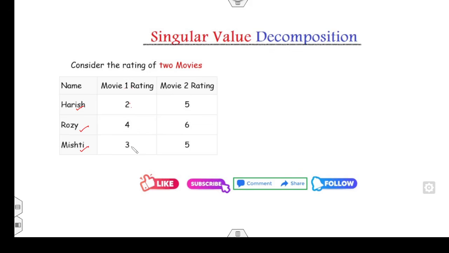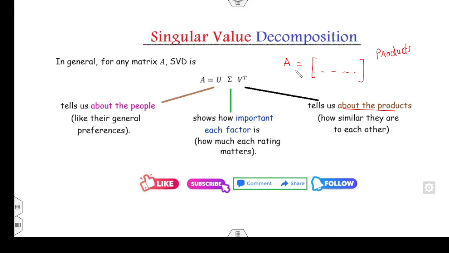Similarly, Misty will give 3 and 5 for ratings 1 and 2. Now, what is the meaning of the singular value decomposition in this particular example? Our target is to identify what is U, what is sigma, and what is V. U will tell us about the people's preferences.